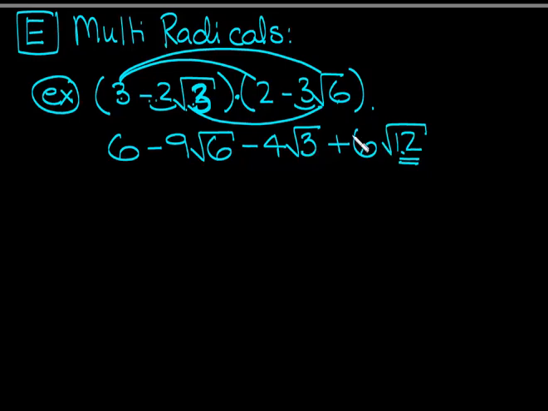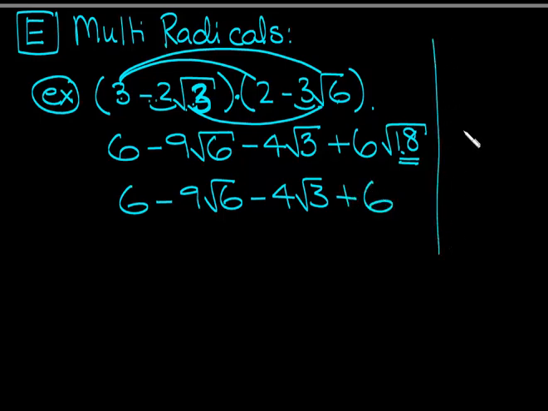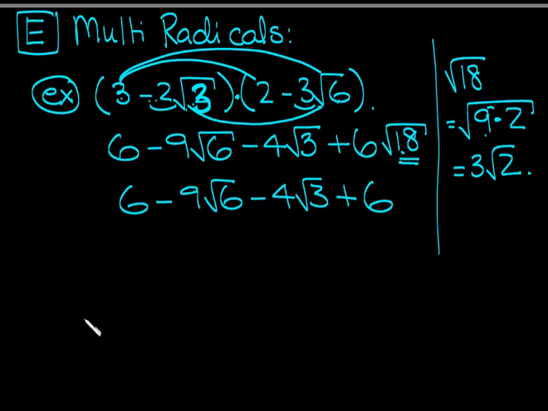So this becomes square root of 3 times square root of 6 is 18. Alright, so we get 6 minus 9 square root of 6 minus 4 square root of 3 plus 6. Let's simplify this on the side. What is square root of 18? It's not a perfect square, so we can write it as what? 9 times 2. 9 is a perfect square, so we get 3 square root of 2.